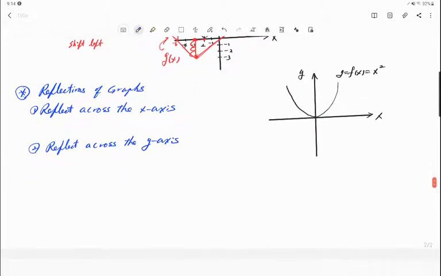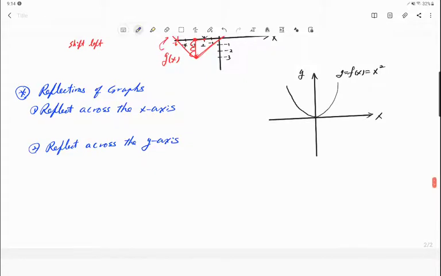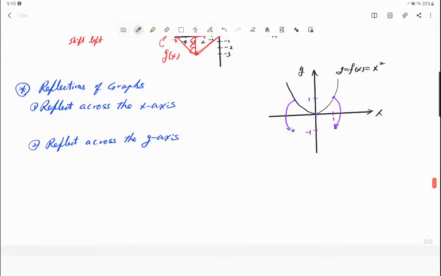Okay, next concept is reflection across the x-axis and the y-axis. As you see this graph, let's say y equals x squared, then this is a parabola that opens upward. Once you reflect this across the x-axis, then this point, let's say x equals 1, the y value is 1. Then this y value is reflected across the x-axis, so it becomes -1, right? And 0 is 0. How about this point? This point is also reflected across the x-axis, so it becomes -1. So once you reflect it, it looks like this, right?